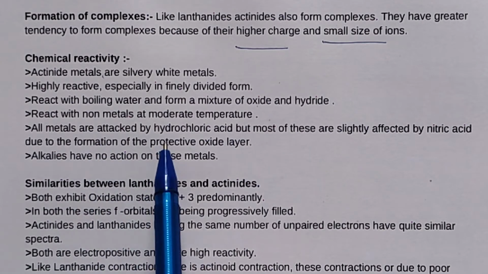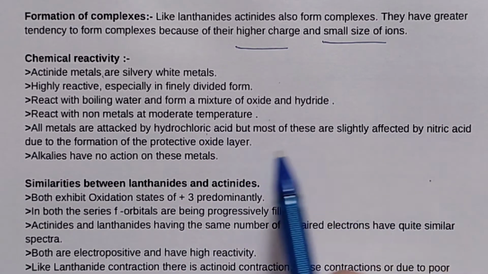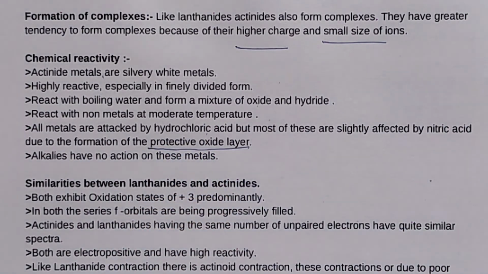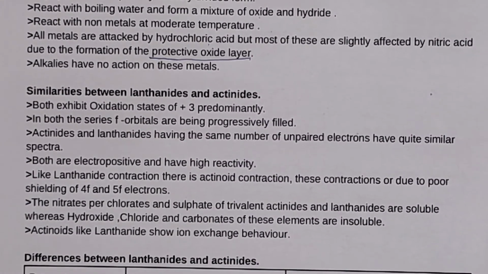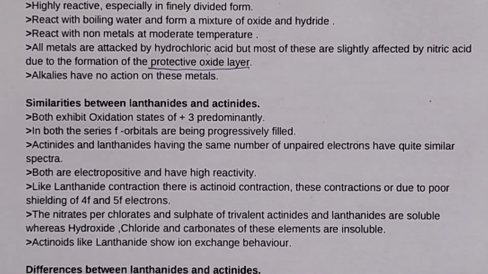All metals are attacked by HCl, and most of these are only slightly affected by nitric acid due to the formation of a protective oxide layer. This is a similarity with aluminium and beryllium, which form a protective coating. Got it? Now we are coming to the most important part, the similarities between lanthanides and actinides, and at the same time we will also study their differences.